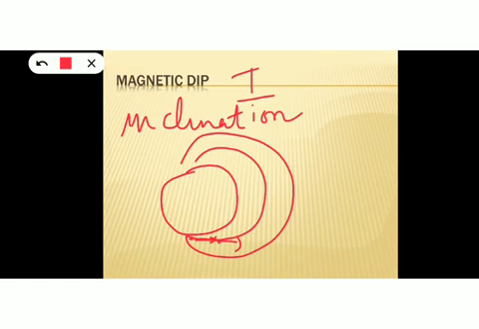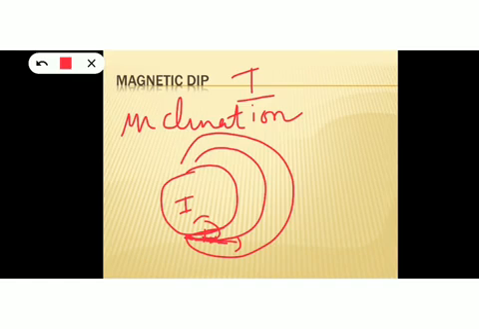And what is the angle between this magnetic field and the surface of the Earth? This is the surface of the Earth, and this is our magnetic field. So this is the angle between the surface of the Earth and the direction of magnetic field. That angle is our magnetic dip or inclination.